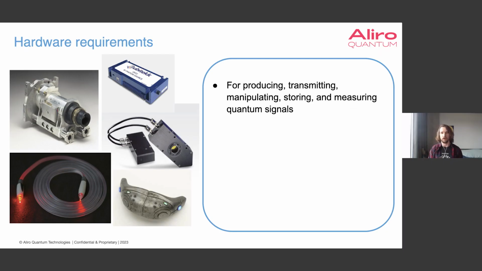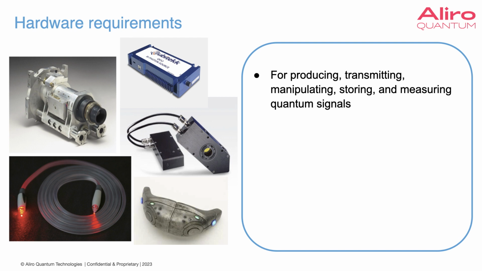So at a high level, the hardware we need to implement our network must be capable of producing, transmitting, manipulating, and measuring quantum data in the form of qubits. In some networks, we'll also need the ability to store quantum data if we need to wait for a message to cross the network before it can be used.